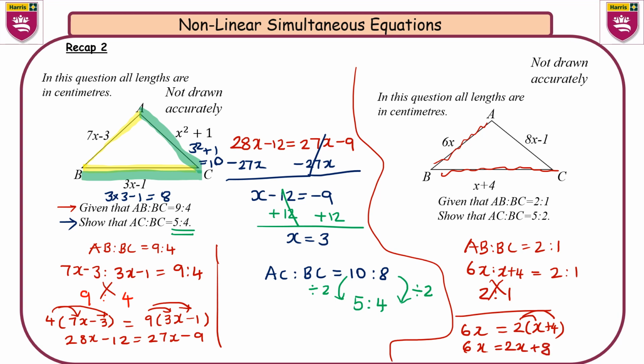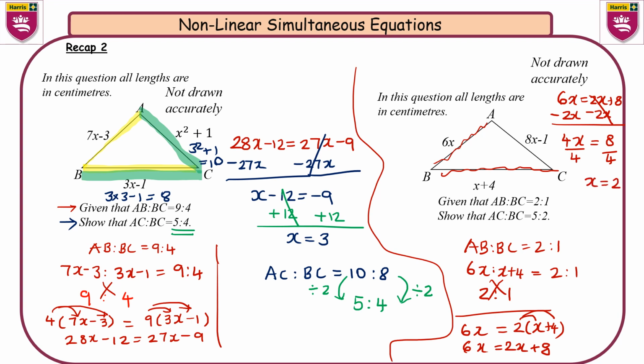So if I carry on up here, 6x is equal to 2x plus 8. The smallest x at this stage is 2x, so we need to take away 2x from both sides because it's a positive. So that's simplified. 6x take away 2x is going to be 4x is equal to 8, divided by 4 to find out what the x value is. x is therefore going to be 2.